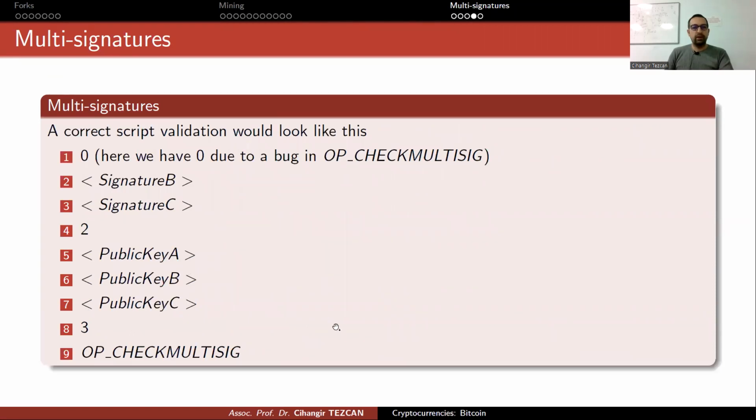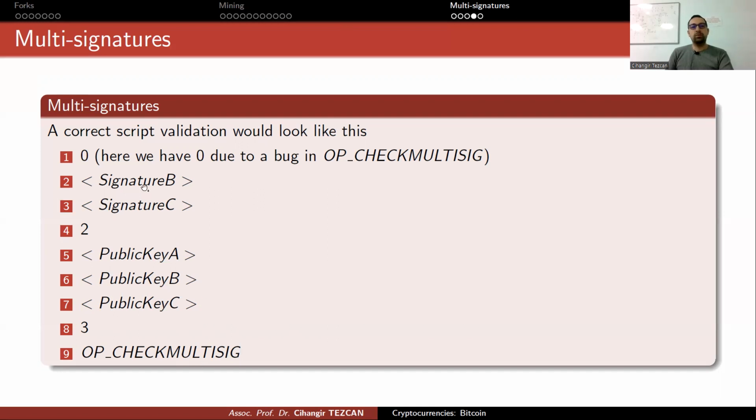So here's how it works. A core script validation would look like this. So you start with 0. I will explain why. You give 2 signatures. For instance, in this case, B and C are signing the transaction, and these signatures belong to these public keys. So 2 is the M and 3 is the N, and 2 out of 3 signature is verified like this.